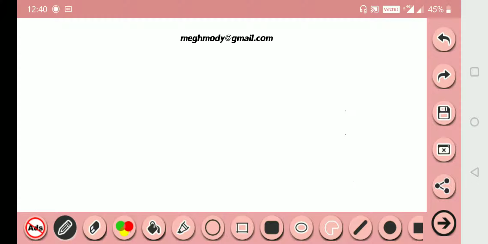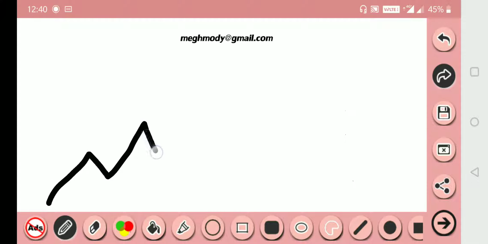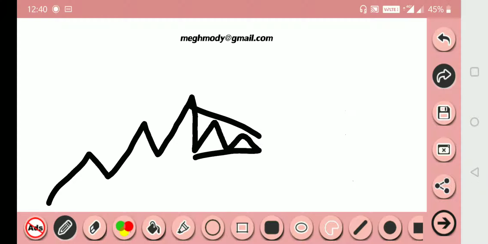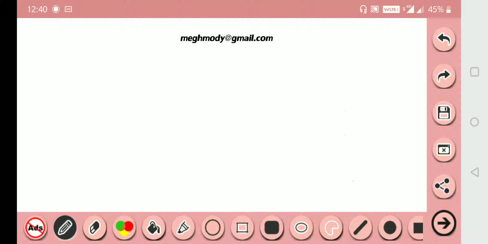Say for example, if the market is advancing, then something like this happens. Again, this can be a triangle pattern, and then it moves up and goes higher. So this can also be a triangle. Whatever I have shown you is a continuation pattern.